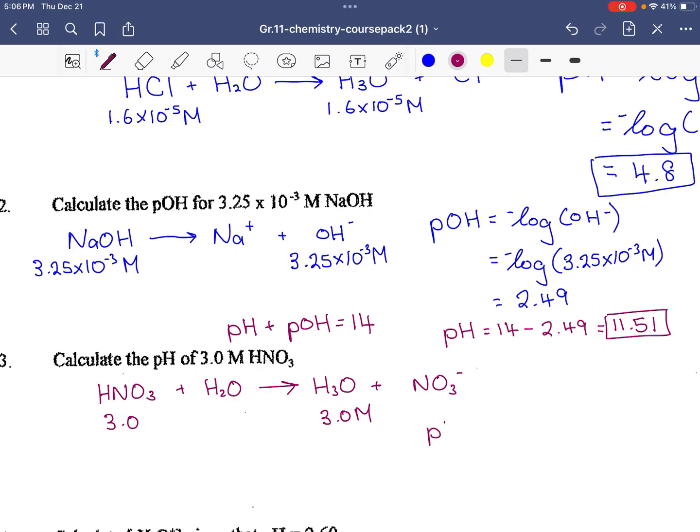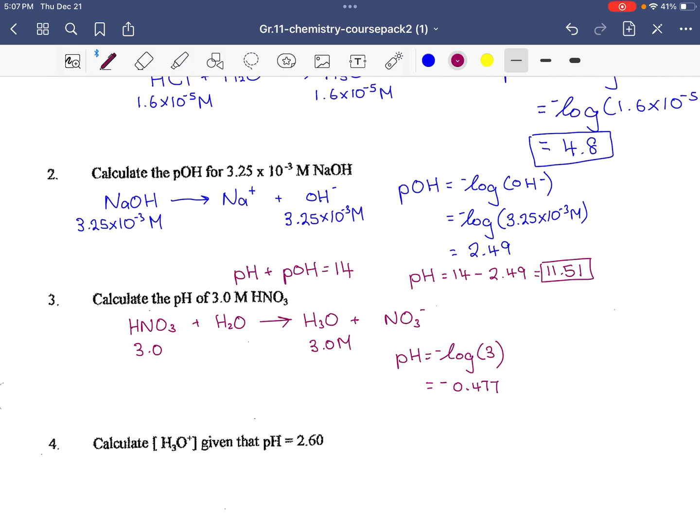By putting this into my lovely pH equation, you get negative log of 3. That's a big number. 3.0 molarity is actually a pretty big number. It will go all the way to negative 0.477. Now, you may be thinking, is it okay to have a negative pH? And I would say absolutely. pH can be a negative number. You can have pH lower than 0. On the contrary, you can also have pH greater than 14.